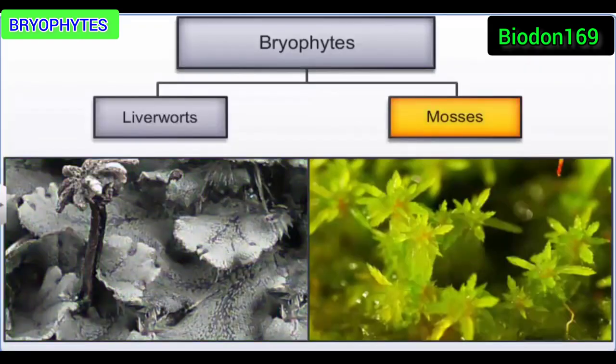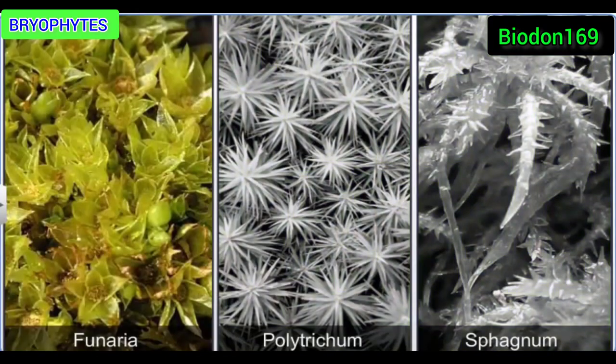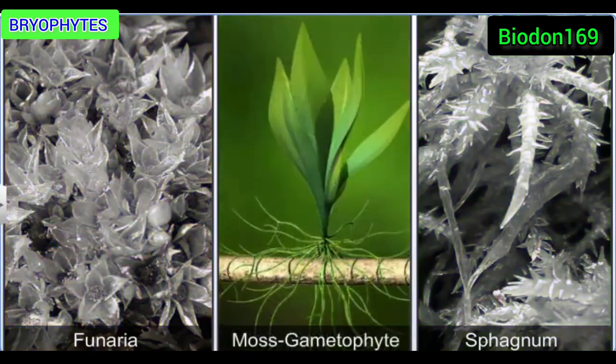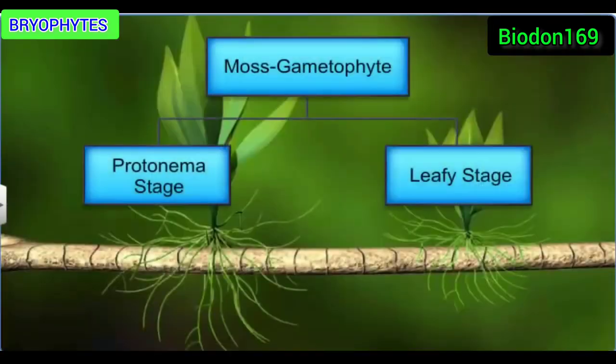Mosses are another type of bryophytes. Funaria, Polytrichum, and Sphagnum are some common species of moss. A moss undergoes several stages in life, wherein the gametophyte stage is the most predominant one. The gametophyte stage has two substages, protonema and leafy stage.